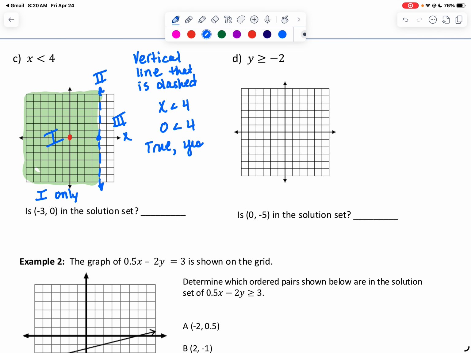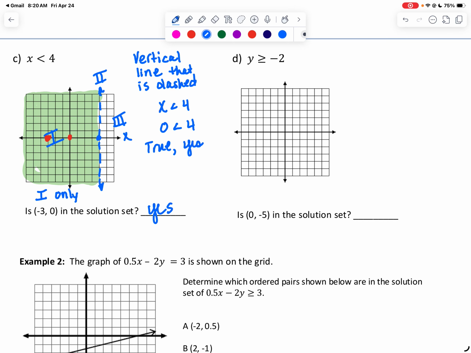Region 2 is not a solution because it's dashed. So they want to know, is negative 3, 0 in the solution set? So let's plot that. 1, 2, 3. That would be right here. Yes, it does fall in the shaded area.